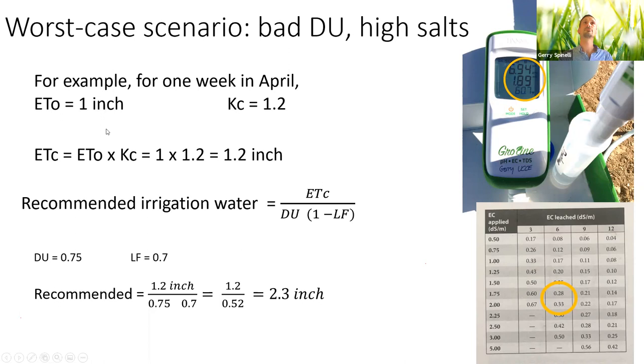So if everything goes wrong, you should never irrigate more than 2.5 times what CIMIS told you for that period, for that location. This is my idea. If everything went wrong, even if you had salty water, even if you had a bad irrigation system, even if everything was wrong, you should never irrigate more than 2.5 times ETO. So about twice, but a little bit more than twice, right?